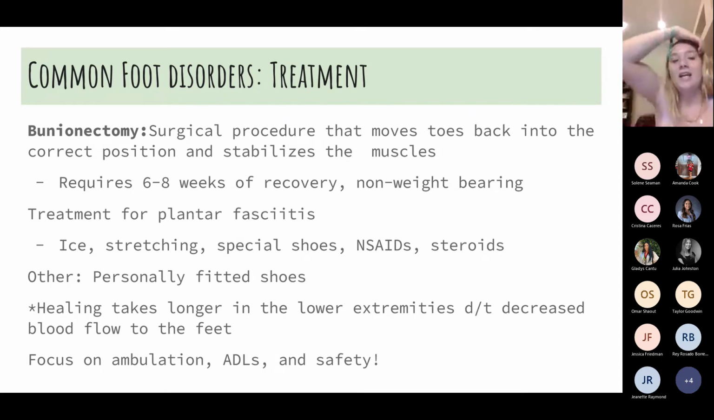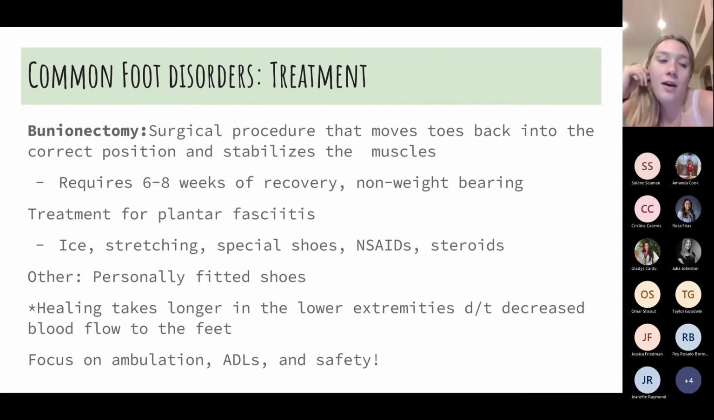For plantar fasciitis, just because it's more of an issue of the arch of the foot, more your tendons, your ligaments: ice, stretching, special shoes, NSAIDs, steroids, just to ease the pain and reduce the inflammation, etc. For a lot of our other diseases, corns, hammer toe, even bunions, hallux valgus, we can actually get personally fitted shoes, special shoes tailored to what's going on down there.